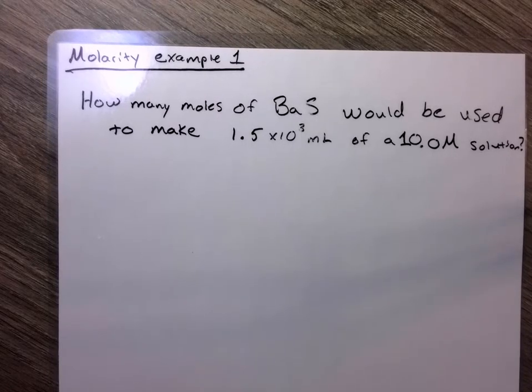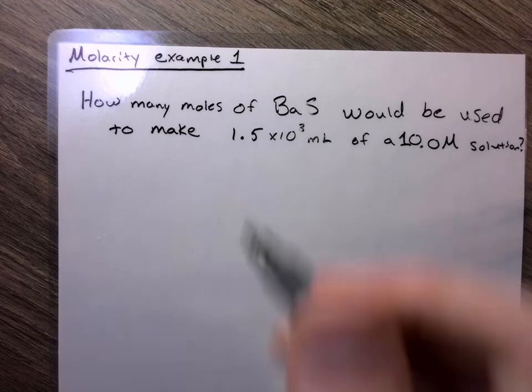All right, so we're going to get into 4 examples on how we can go about calculating using molarity. So this first example: how many moles of barium sulfide would be used to make 1.5 times 10 to the third milliliters of a 10.0 molar solution?